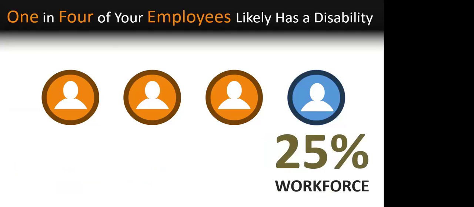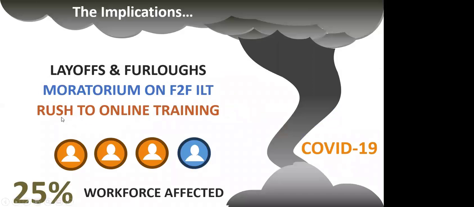And the corollary to that is that in your own organization, if that statistic holds true, and I imagine it probably does, then it's pretty likely that as many as 1 in 4 of your employees likely has some kind of disability. And so you're looking at a good 25% of your workforce. And okay, so here are the implications of that.